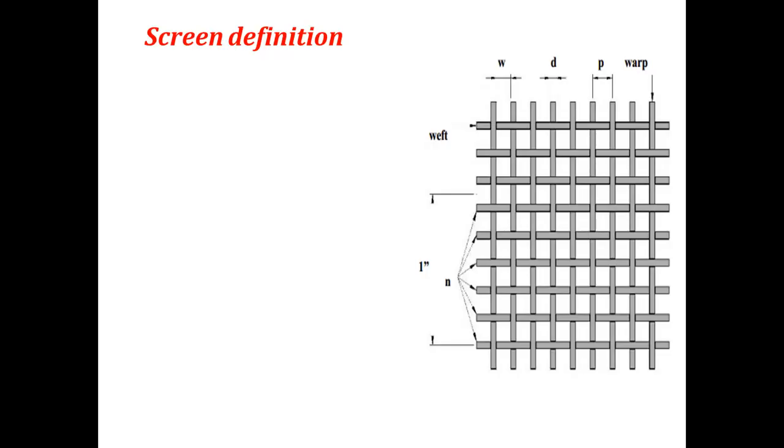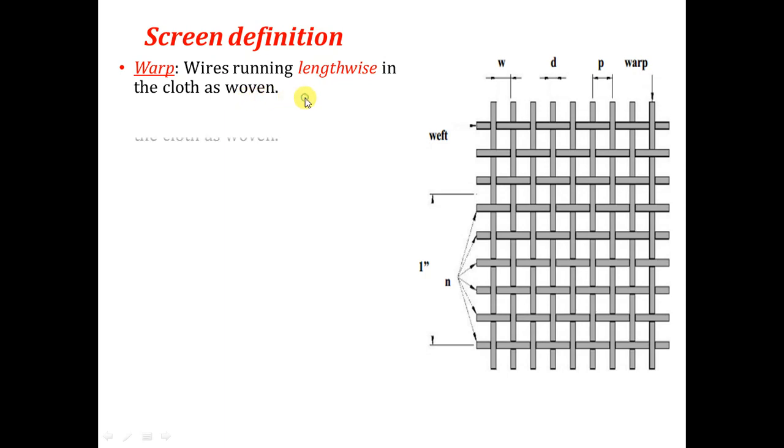Some definitions about the screen. This is the screen as seen under the microscope. So this is very important. There is something called warp and weft. What is the meaning of warp? The warp are the wires running lengthwise in the cloth as woven. And what is the meaning of weft? These are the wires running crosswise in the cloth as woven.